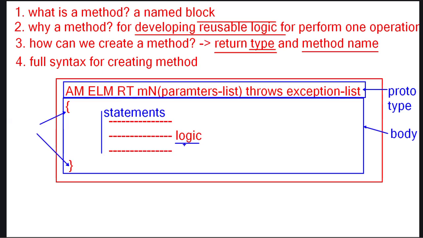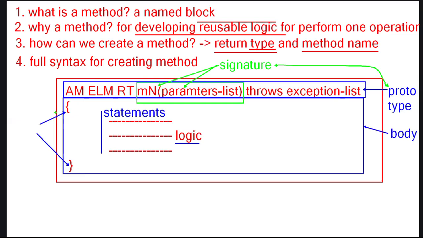Very important point. Method name and parameter list, both together, is called the signature. Many trainers are confused between signature and prototype. People consider prototype and signature both to be the same.